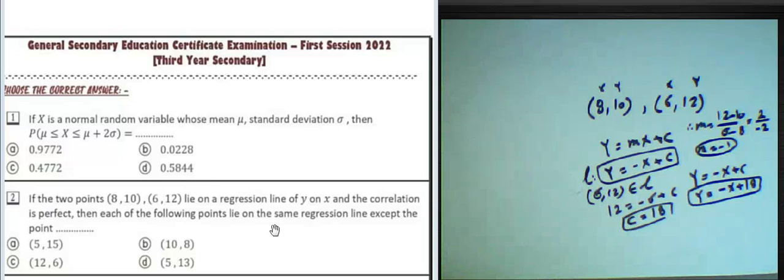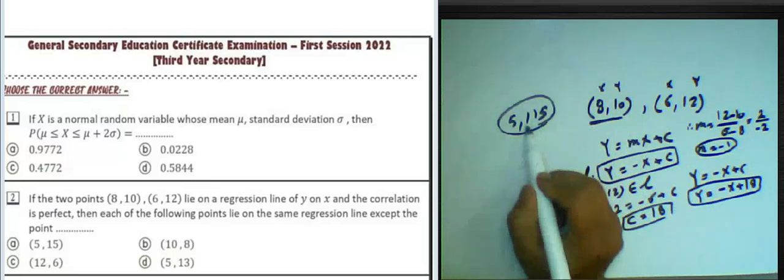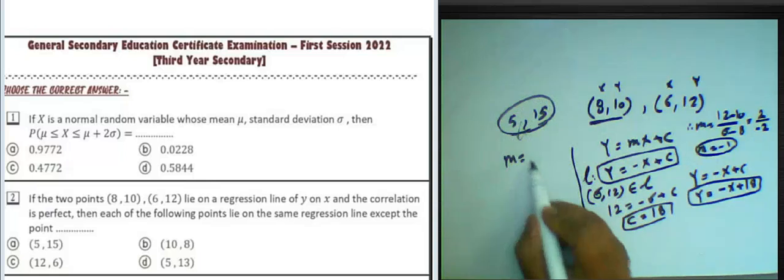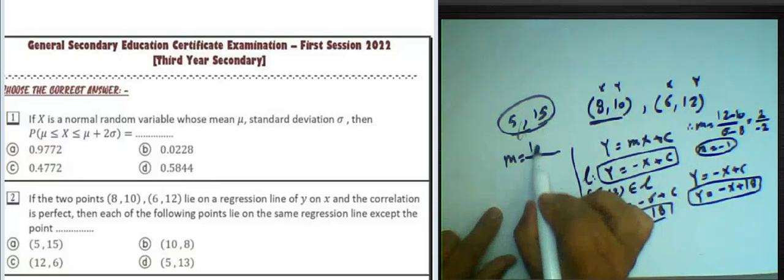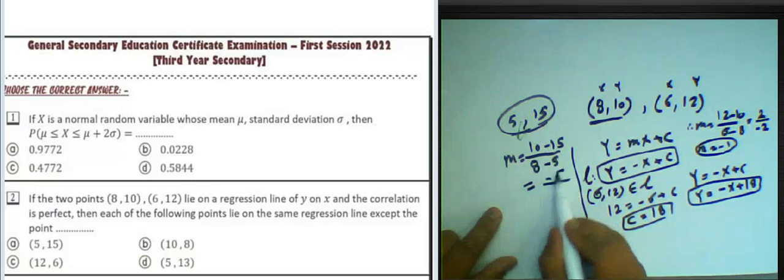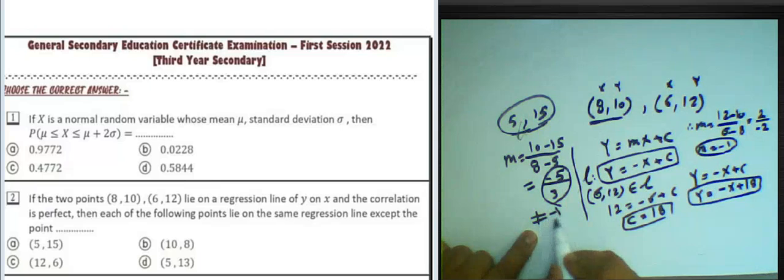All the points lie on the same regression line except what? We can find the slope between (8, 10) and the point (5, 15). We can find the slope here: 10 minus 15 over 8 minus 5. 10 minus 15 is negative 5, and 8 minus 5 equals 3. So the slope here is not equal to negative 1.